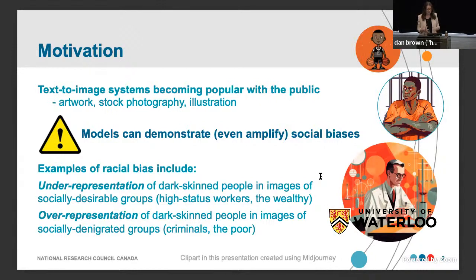In this paper, we really focused on racial bias, and we think of it in two different ways. First of all, the underrepresentation of dark-skinned people in images of socially desirable groups, like high-status workers or the wealthy. And then the overrepresentation of dark-skinned people in images of socially denigrated groups, including things like criminals or the poor.